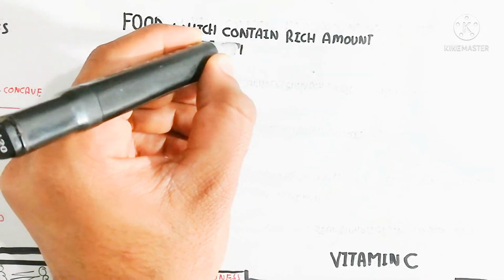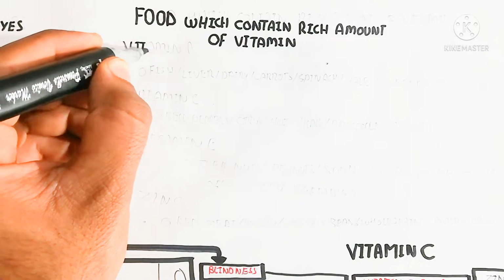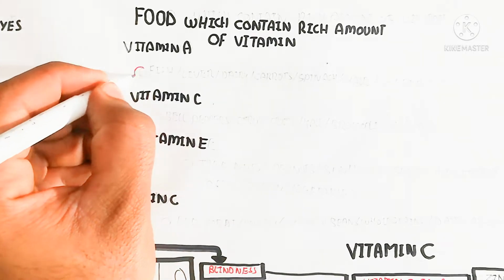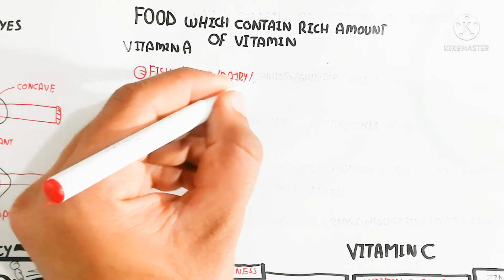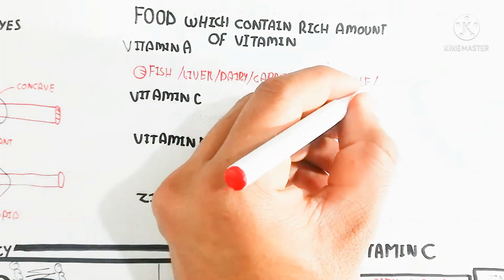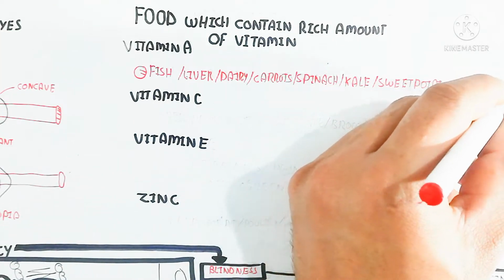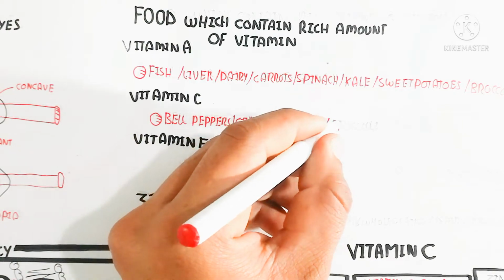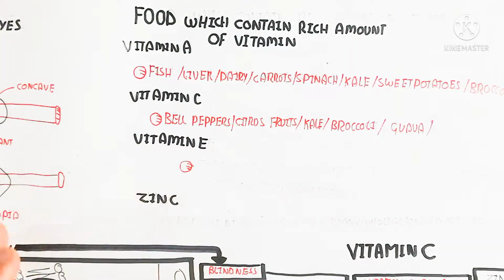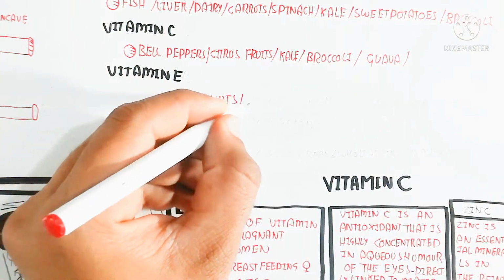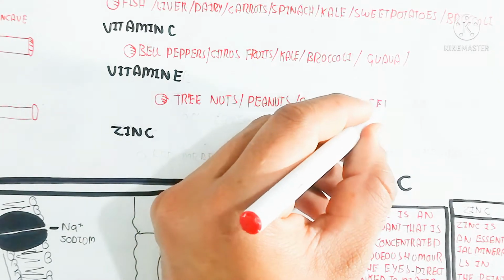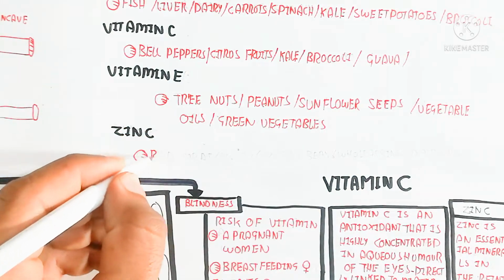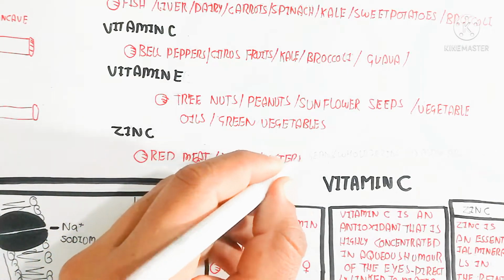So the foods which contain rich amounts of vitamin A, vitamin C, vitamin E and zinc, you can match them, are the best for eye health and vision. Fish, liver, dairy, carrot, spinach, kale, sweet potatoes and broccoli are vitamin A containing foods. Vitamin C is in bell pepper, citrus fruits, kale, broccoli and guava. Vitamin E is in tree nuts, peanuts, sunflower seeds, vegetable oils and green vegetables. And zinc is in red meat, poultry, oysters, beans, whole grains and dairy products.